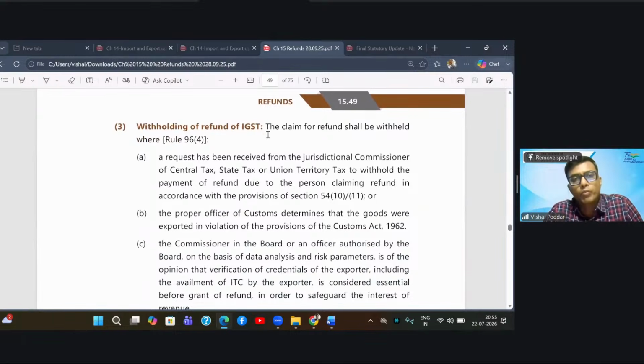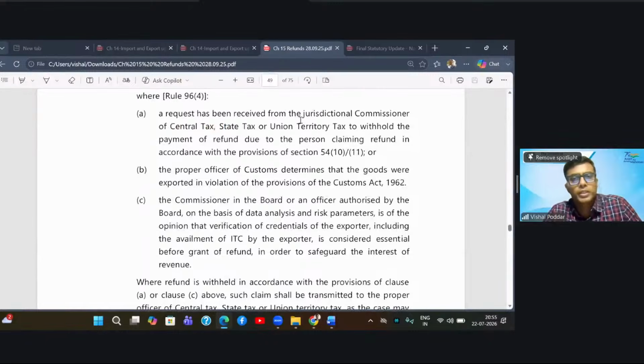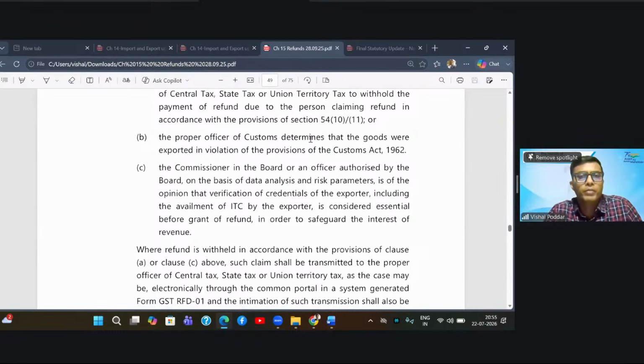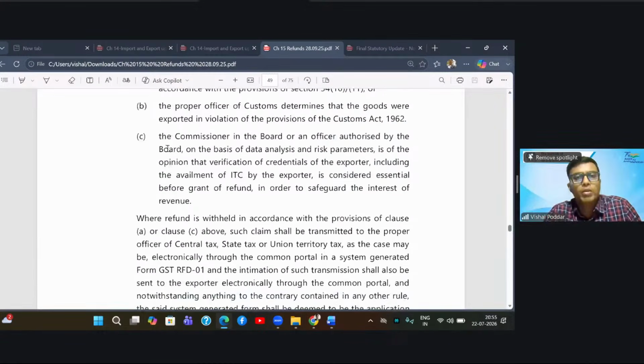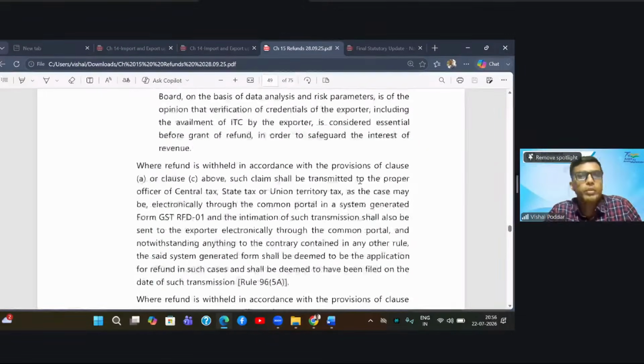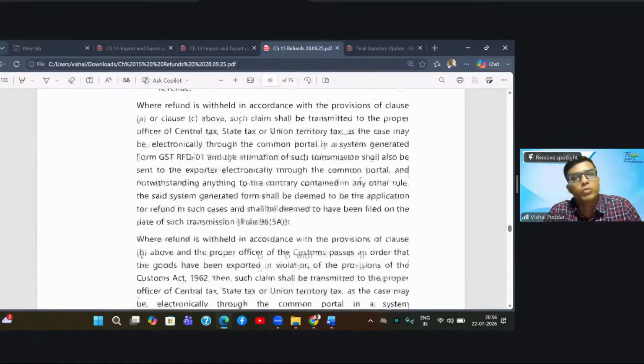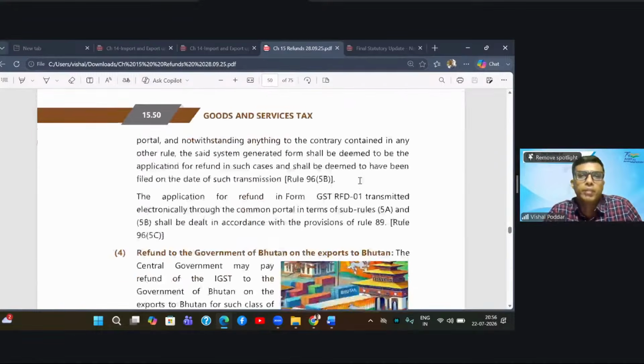Withholding of refund. The claim of refund shall be withheld when a request has been received from the jurisdictional commissioner to withhold a refund, or the proper officer of customs determines that the goods exported are in violation of customs law, or the Commissioner in Board or officer authorized by the Board, on the basis of data analytics and risk parameters, is of the opinion that verification of the credentials of the exporter, including the availment of ITC, is in the interest of the revenue. So in these cases, the refund may be blocked.